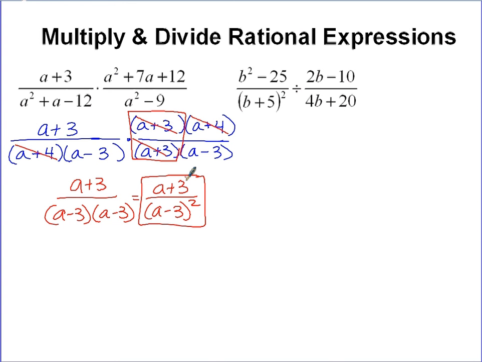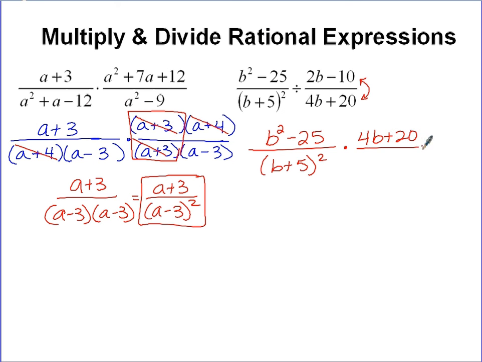Okay, when you're dividing, like over here at the right, the first thing you want to do, well, you want to factor them. So while you're going, you can factor them if you want. But also, when you're dividing a fraction by another fraction, you're going to multiply by the reciprocal of the second one. So this is b squared minus 25 over b plus 5 squared. Now times the reciprocal of this. So 4b plus 20 over 2b minus 10.